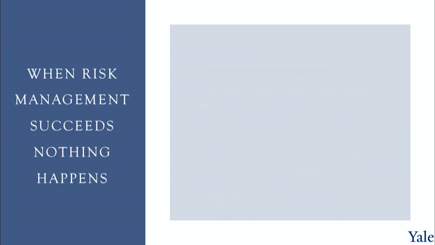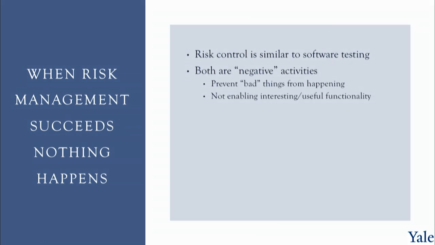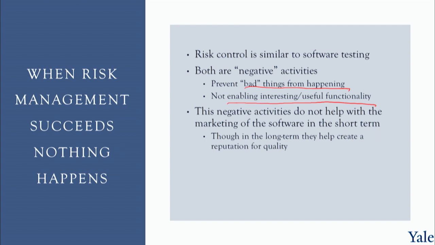So to conclude this week's segments and this discussion of risk management, one of the things about risk management is that when it succeeds, nothing really happens, right? Risk control is similar to software testing. Both are what we would call negative activities. They prevent bad things from happening. They're not enabling interesting, useful functionality. This is not the thing you put on your commercial. These negative activities do not help with the marketing of the software in the short term, but in the long term, they create a reputation for quality. You trust this company because your software doesn't fail.